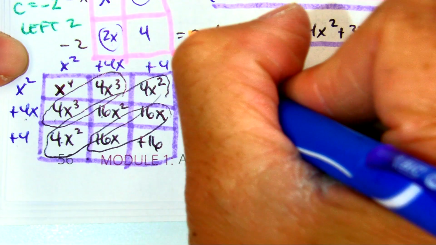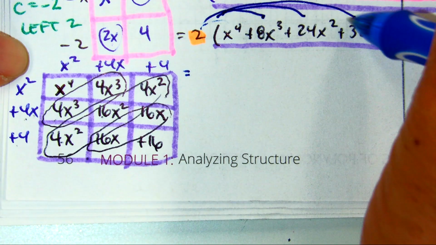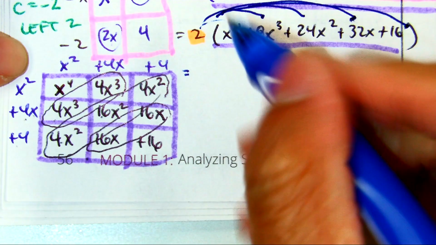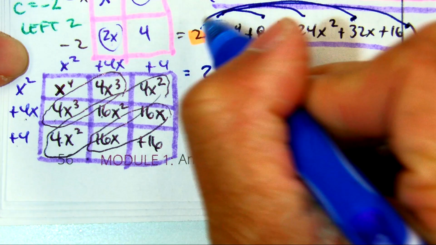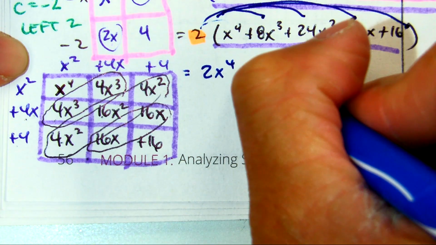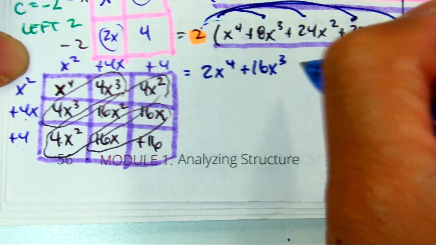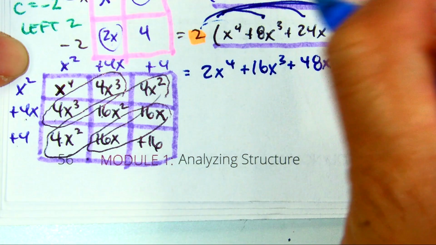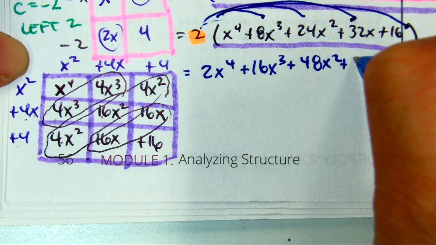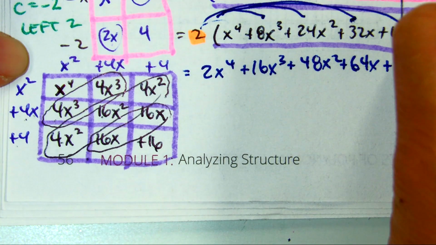And one last step is you have to do what? We're going to have to distribute. 2 times x to the fourth. 2 times 8. So 16x to the third. 2 times 24. 2 times 32. And 2 times 16. 32.